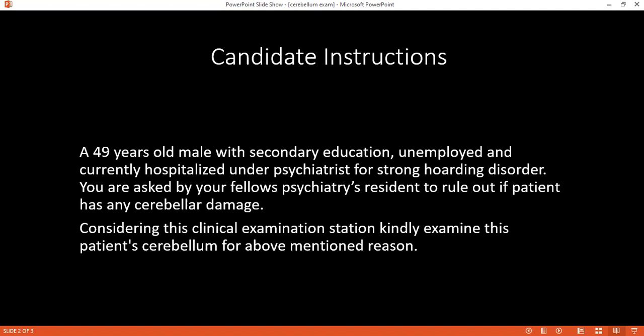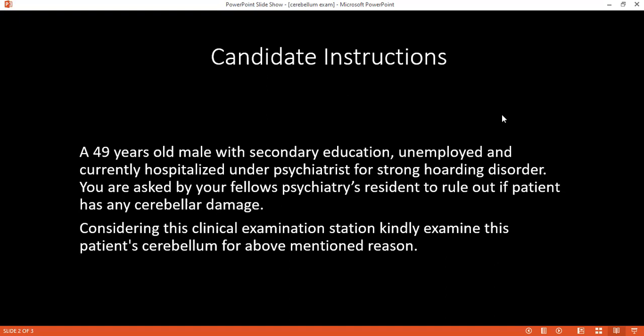Next, I'll see the pronator drift. For pronator drift, I'll ask the patient to close the eyes and place the arms outstretched forward, palms facing up. And then I'll see if there is any slow or upward drift on either side. If there is any upward drift on one side, it is suggestive of a lesion in the cerebellum.